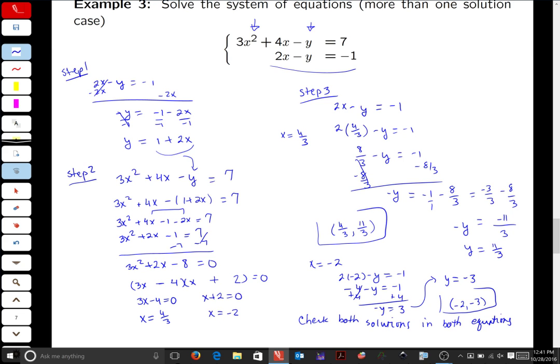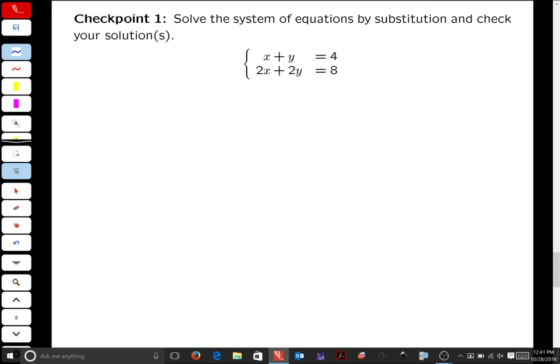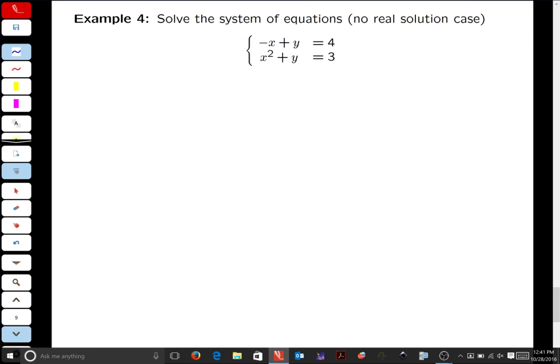Okay, so any other questions on that? 2 solution case. Okay, so let's skip the checkpoint. I want to do one more. It's a no solution case. This one's actually really important. We have to do this one.